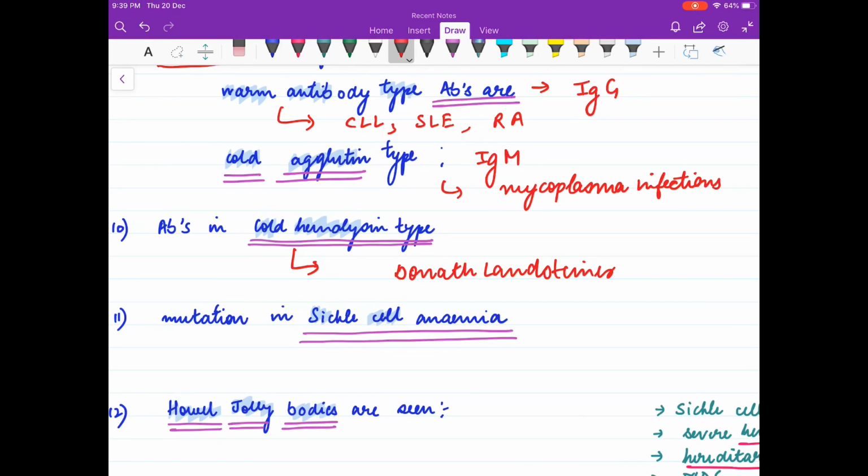Mutation seen in sickle cell anemia is glutamic acid is replaced by valine on the 6th position of beta chain.